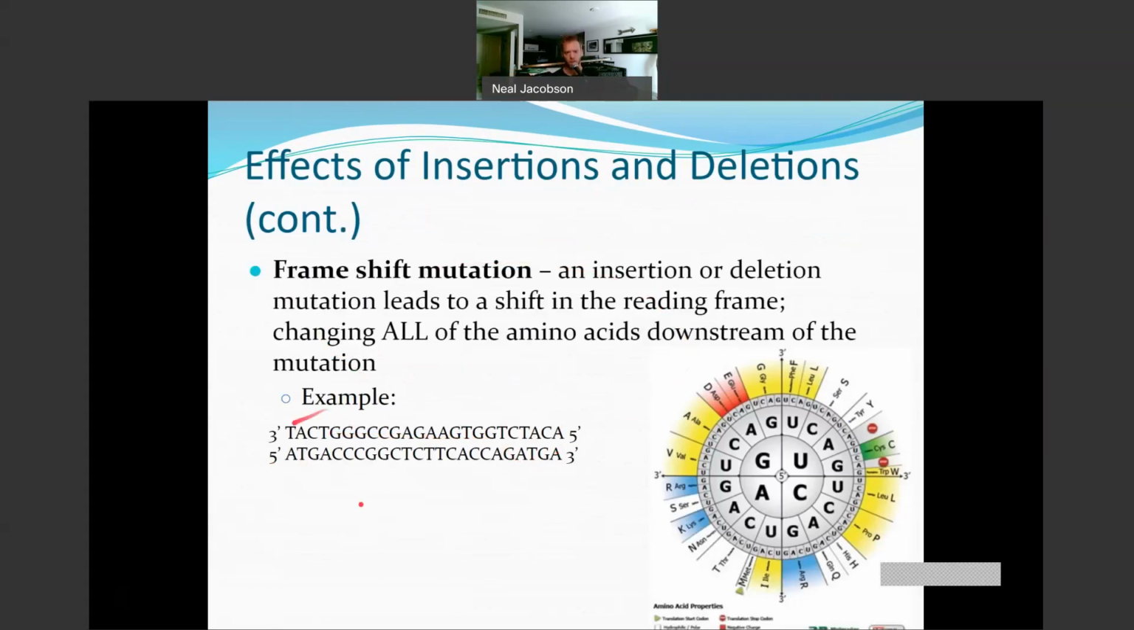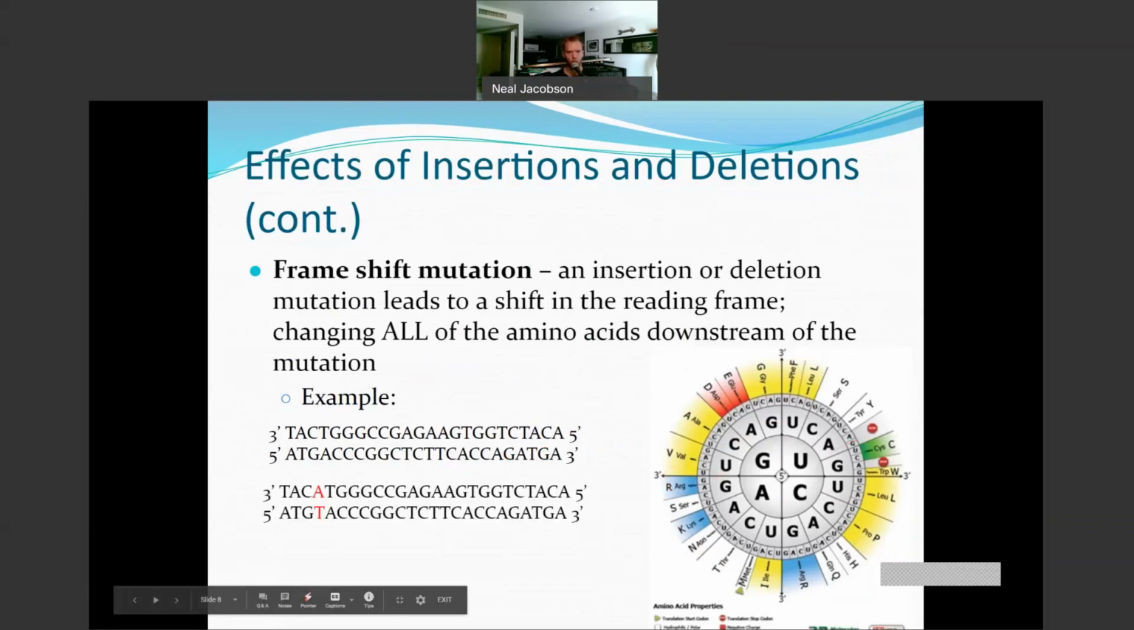Okay, if you pause the video, then you should have AUG, so that codes for methionine, MET. ACC is threonine. CGG is arginine. CUC is leucine. And then UUC would be phenylalanine, PHE. And then we have ACC, threonine, THR. AGA is arginine, and then UGA is our stop. So that's a perfectly healthy gene.